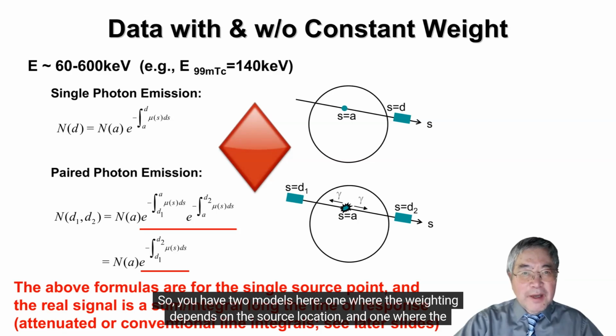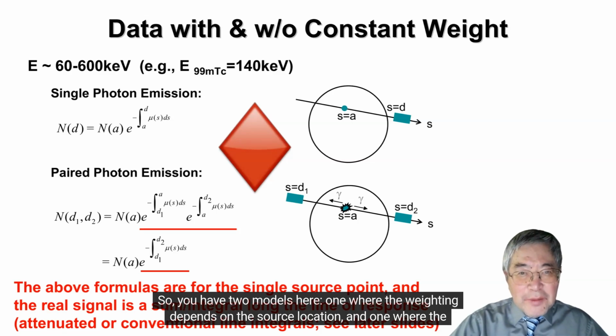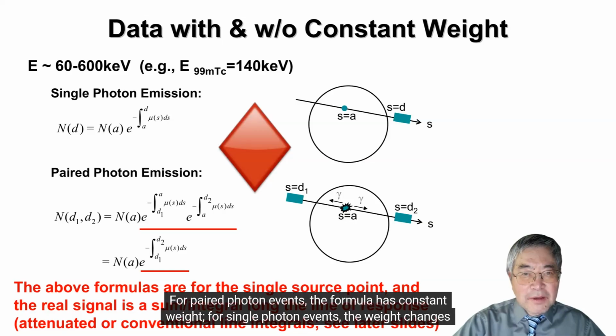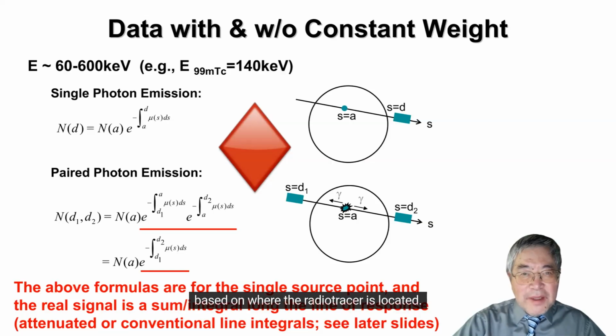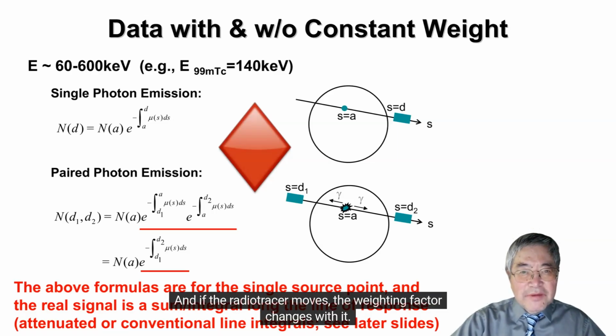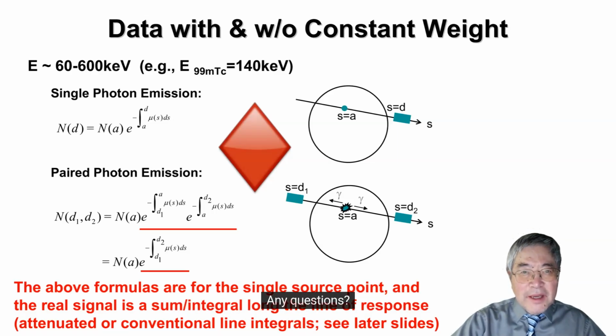So you have two models here. One where the weighting depends on the source location, and one where the weighting, the response along the line, remains constant regardless of where the gamma source is. For paired photon events, the formula has constant weight. For single photon events, the weight changes based on where the radio tracer is located. And if the radio tracer moves, the weighting factor changes with it. Any questions?